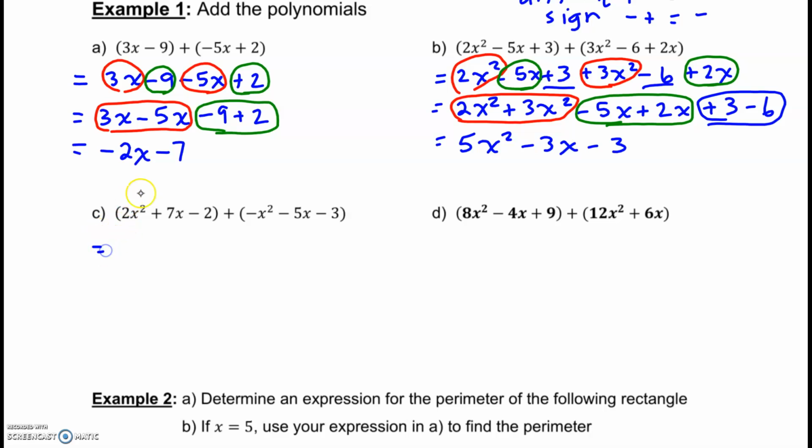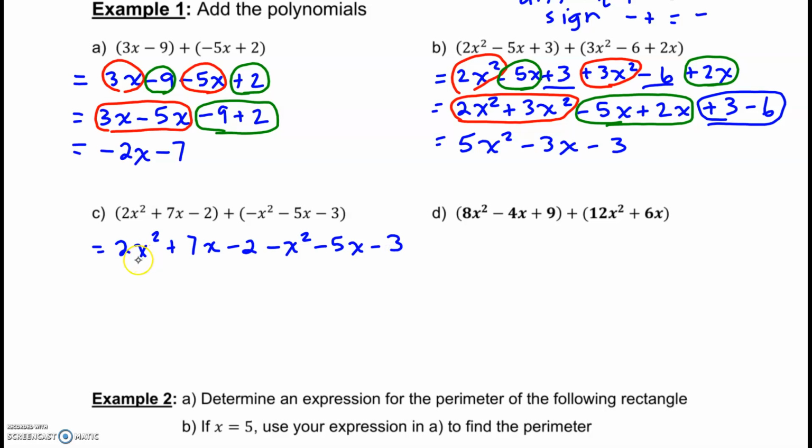All right, we start by lifting the brackets for the first polynomial, 2x squared plus 7x minus 2. In the second polynomial, we're going to be adding a negative, opposite signs, negative x squared. Adding a negative, opposite signs, negative 5x. Adding a negative, opposite signs, and negative 3.